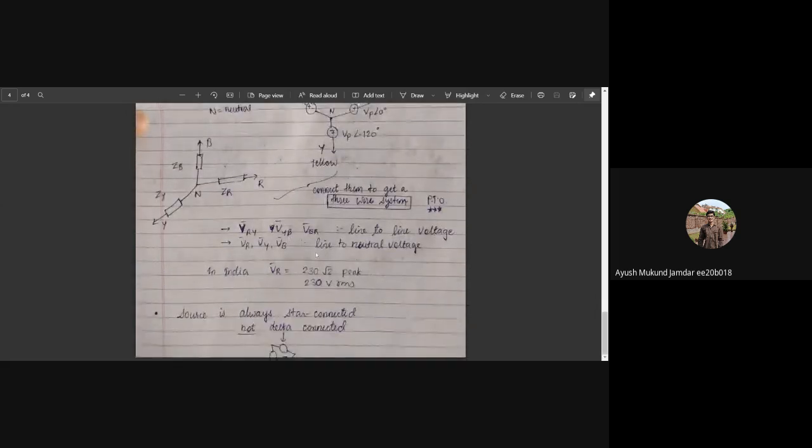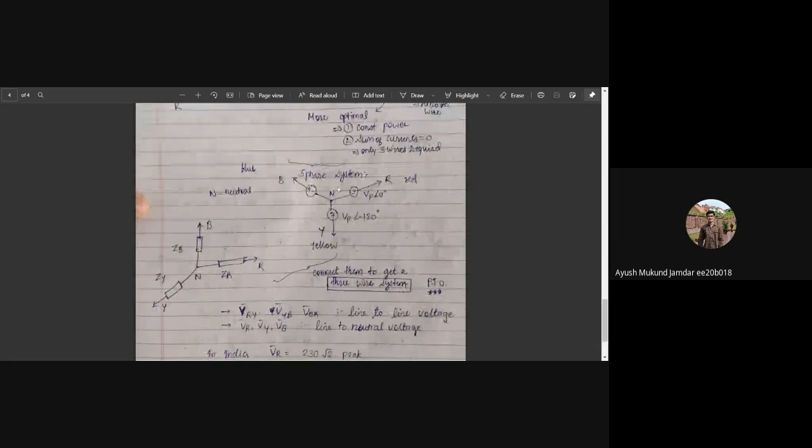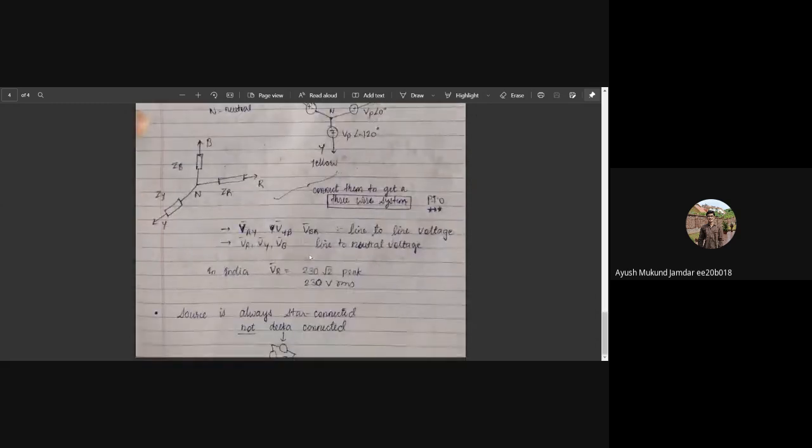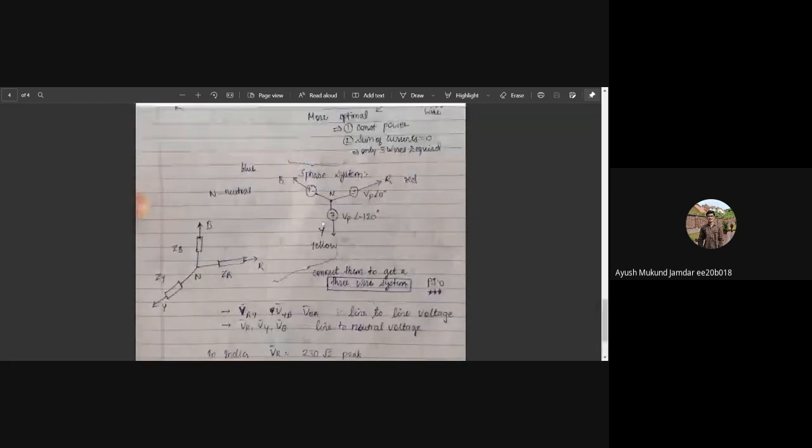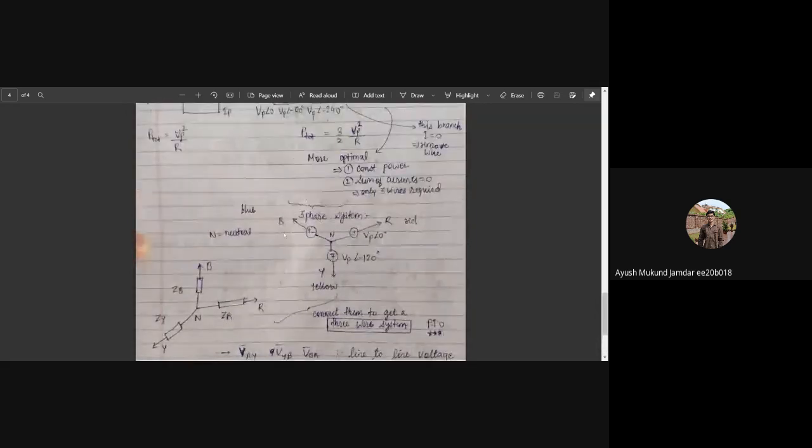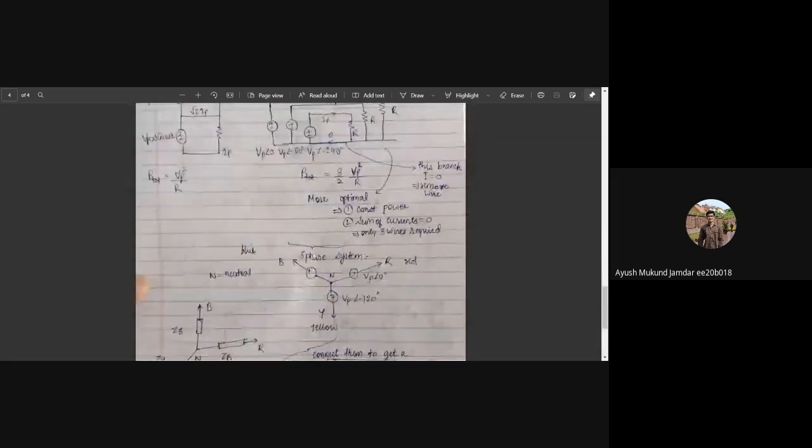If the load has ZY, ZB, ZR equal, we call it a balanced load, an unbalanced load otherwise. And on connecting these, if it is a balanced load, we'll get a constant total power delivered to it. And this concludes the discussion of the short quick summary of this particular topic, that is the three-phase system.